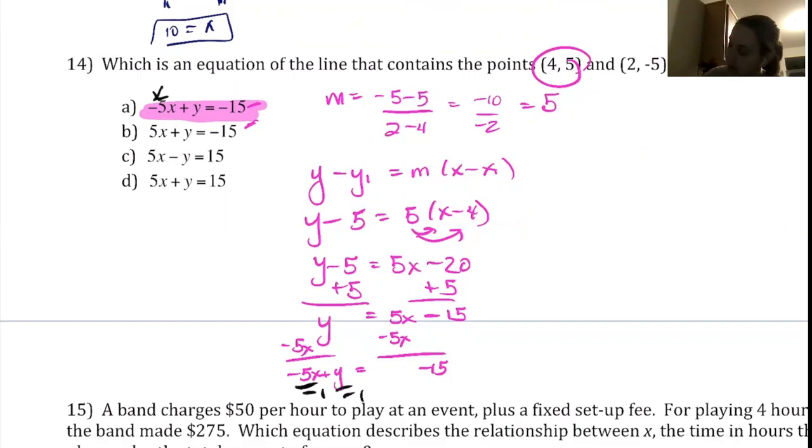My dog is trying to get on my lap. So I've got 5x minus y is equal to a positive 15. And that, folks, is letter C. All right, take your screenshot of that one too.